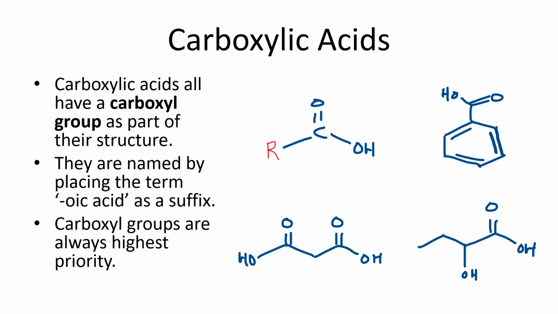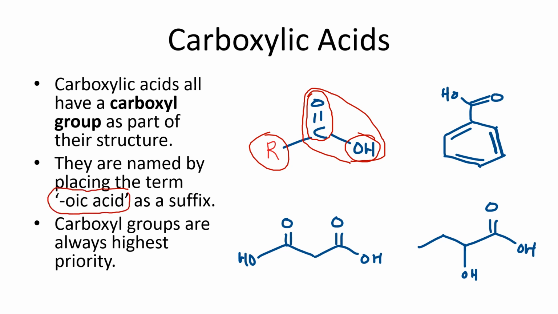So carboxylic acids always have this carboxyl group attached to the rest of the molecule. A carboxyl group has a carbonyl part and a hydroxyl part. To name it, you're going to use the "oic acid" suffix, and carboxyl groups are always the highest priority. So it doesn't matter what else is there. If you see one of these carboxyl groups, that's going to be at the end of the name.